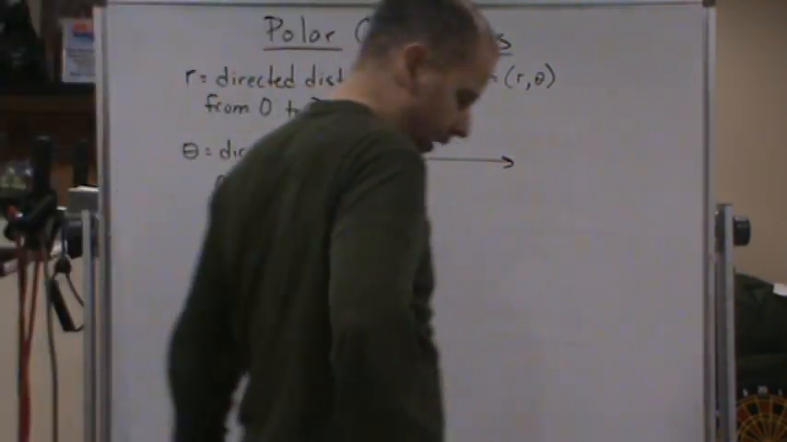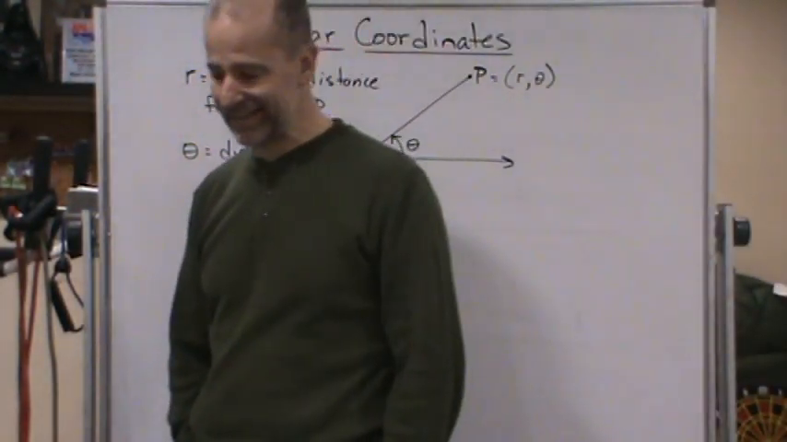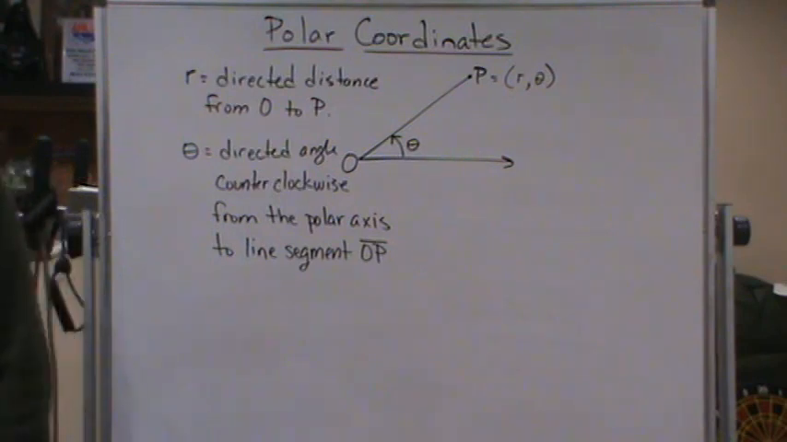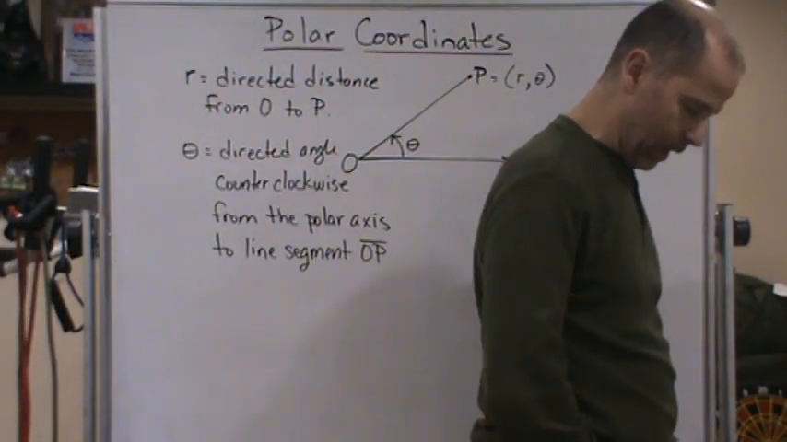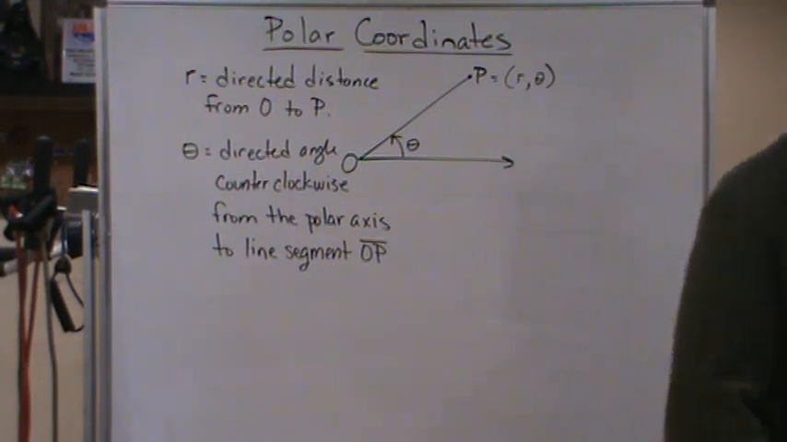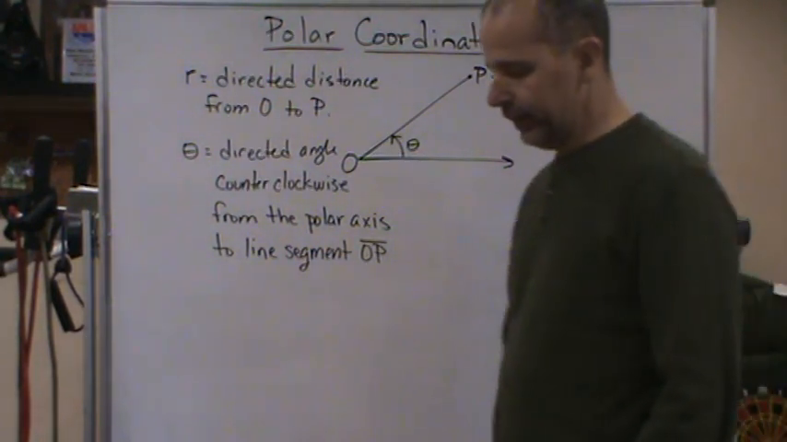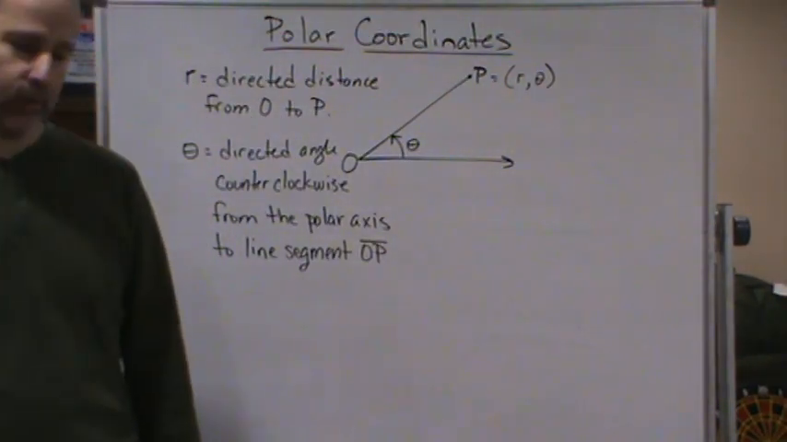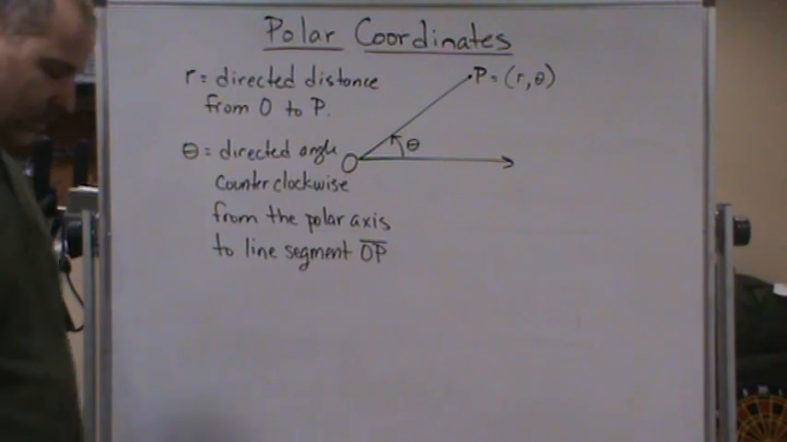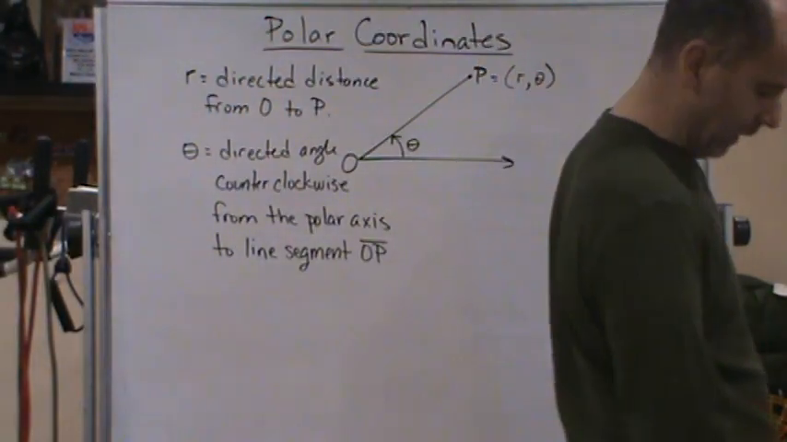All right, welcome. Now we're going to start talking about something called polar coordinates and the polar coordinate system. Up until now, we've always described points in a plane by using the Cartesian coordinate system, or the rectangular coordinate system, using x and y coordinates, so ordered pairs of x and y.